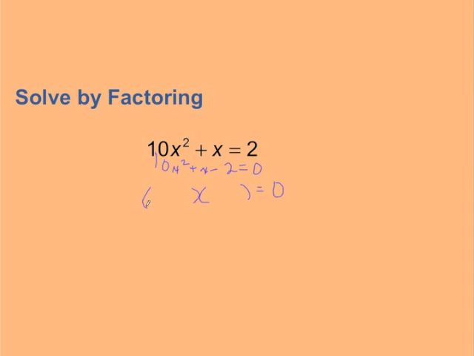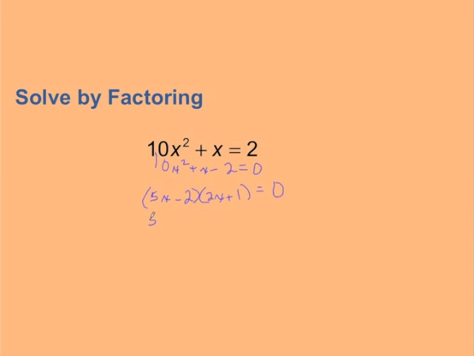So to get 10x squared, I'm going to say 5x and 2x. The fact that this is negative tells me one of these signs is positive, one is negative. And to get 2, the only way is 1 and 2. I'm going to put the 2 here and the 1 here, partly because if I put the 2 here, 2 would be a factor of this binomial and should have been a factor of the whole trinomial. Now, this is 4x and 5x. I want the positive x, so the positive 5x needs to be bigger.